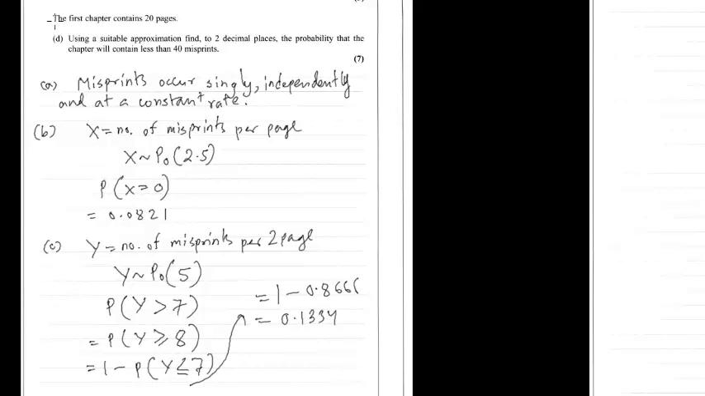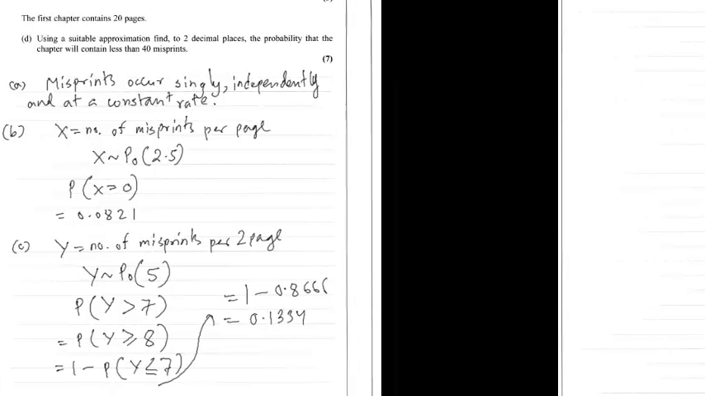Next question. The first chapter contains 20 pages. Now we have a new distribution where there is a 20 page interval. So again we have to change the random variable. First we used x, then we used y. We cannot use z because the normal distribution uses the z-score z. We can use a. So a equals number of misprints per 20 pages.